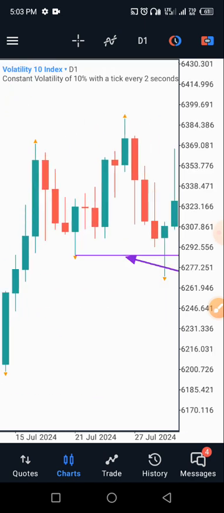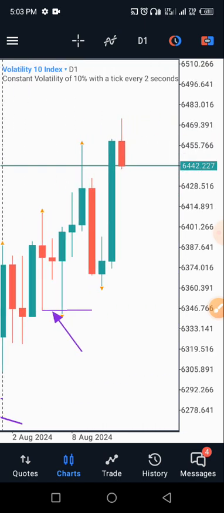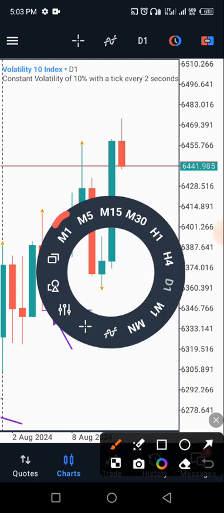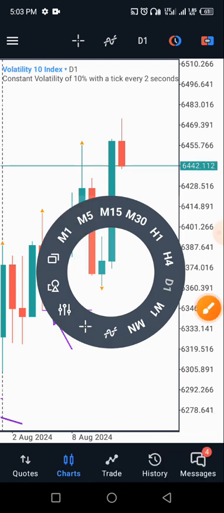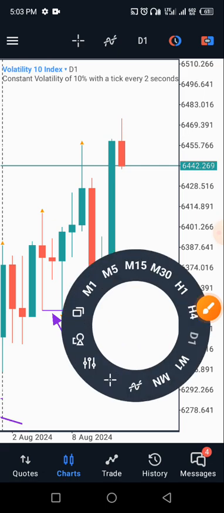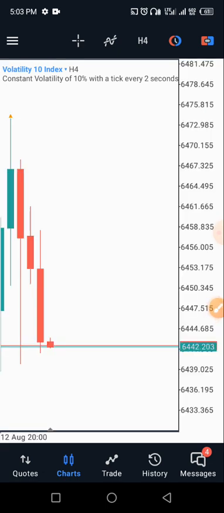After identifying our liquidity grab here, before we go to our entry time frame, which might be the 1 minute, the 5 minutes, or the 15 minutes time frame, what we want to do is to go to the 4 hour time frame.